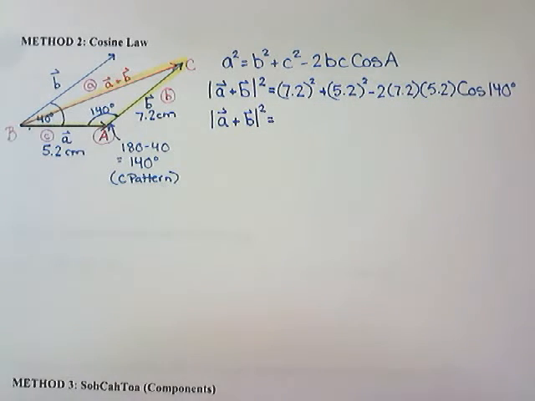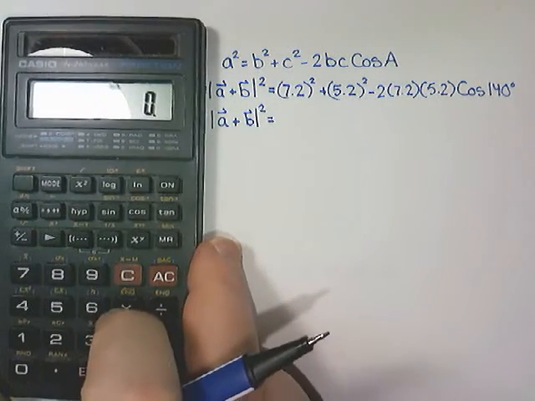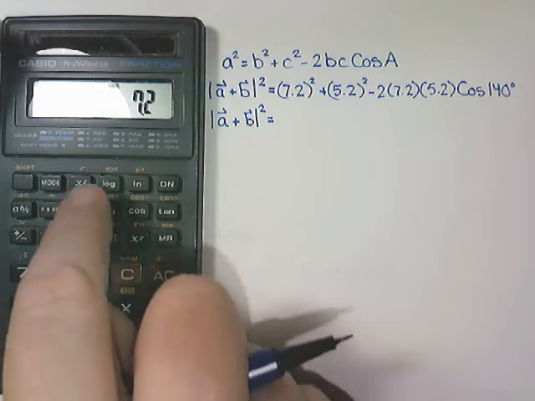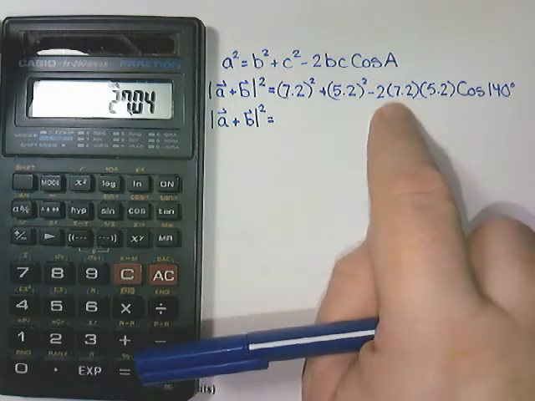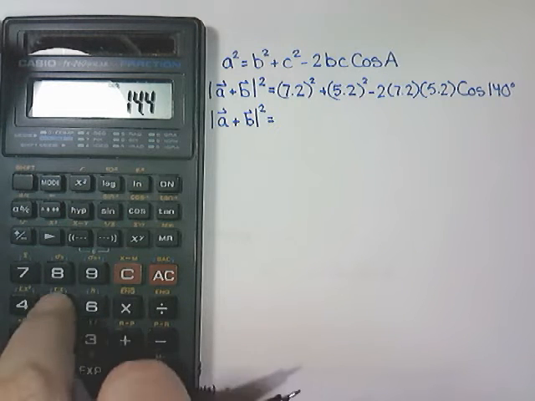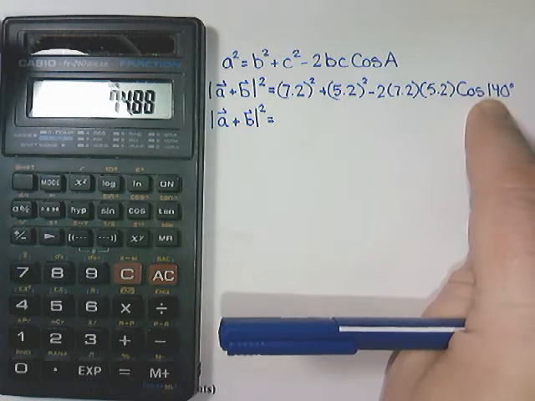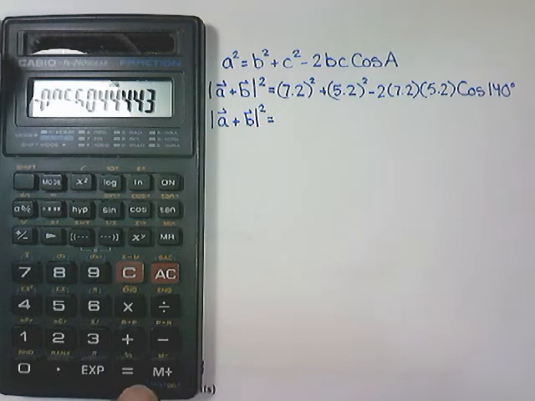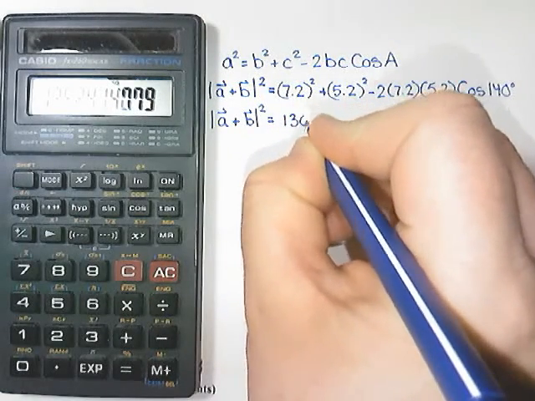You don't have to, but I make fewer mistakes if I just do it in one big, long calculation. So I'm going to do 7.2 squared plus 5.2 squared minus 2 times 7.2 times 5.2 times, and I'm already in degrees, so this is good, cosine of 140. So I have to do 140 cos because of my calculator. Equals. And I'm going to write the whole thing down. This is not my final answer. We are not going to round.